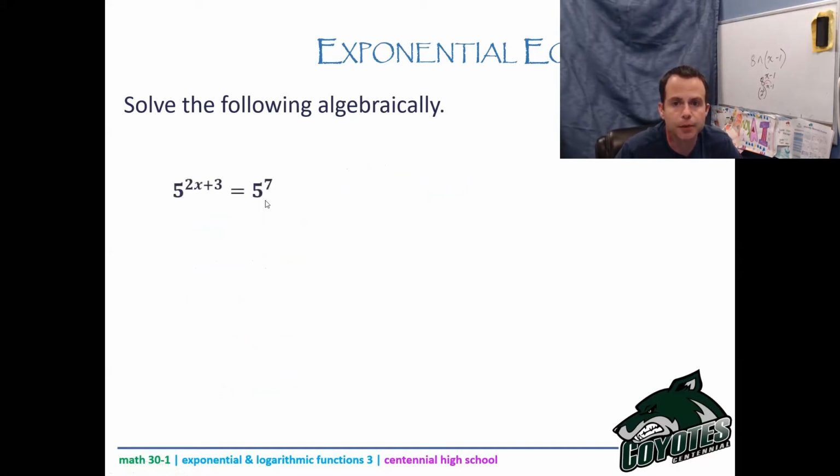Next example, this one's actually probably easier because they're already set up as a single power with the same base. So I just pull the exponents out. 2x plus 3 equals 7. Subtract the 3, divide by 2, and I get x equals 2.